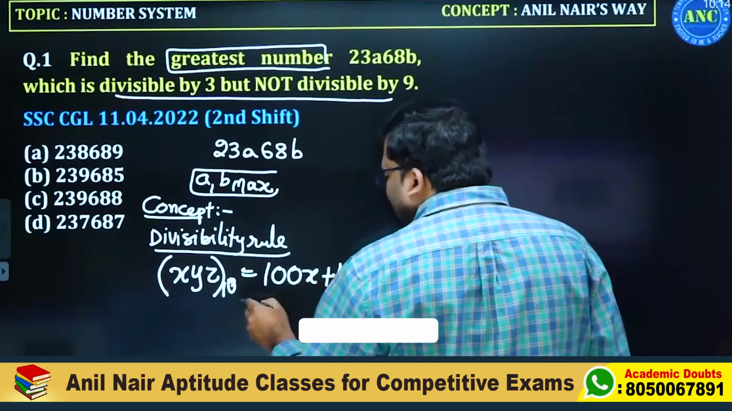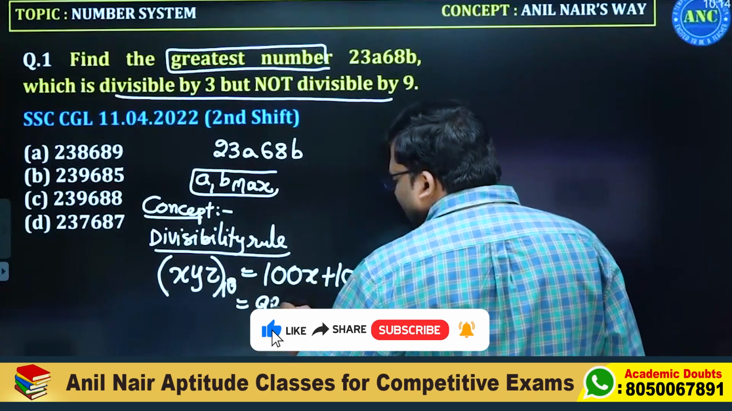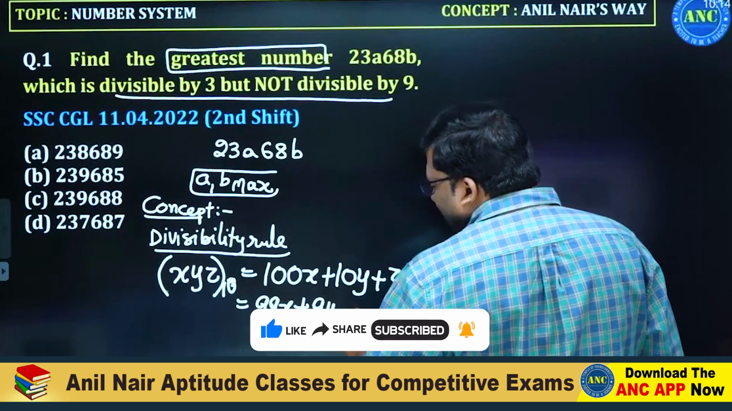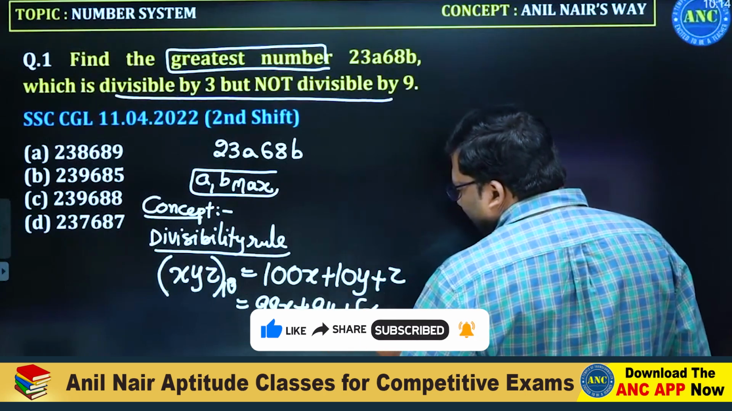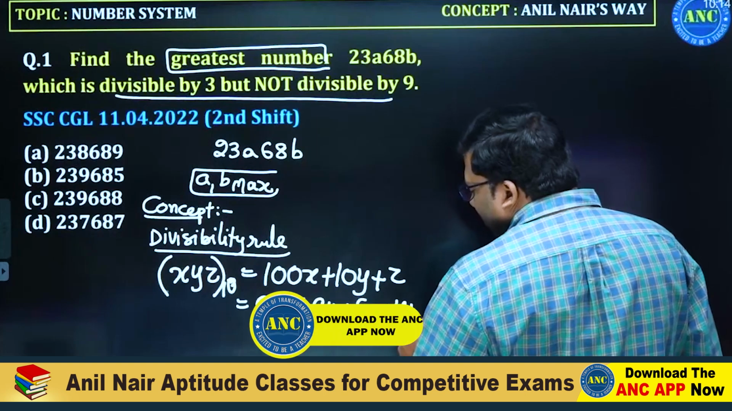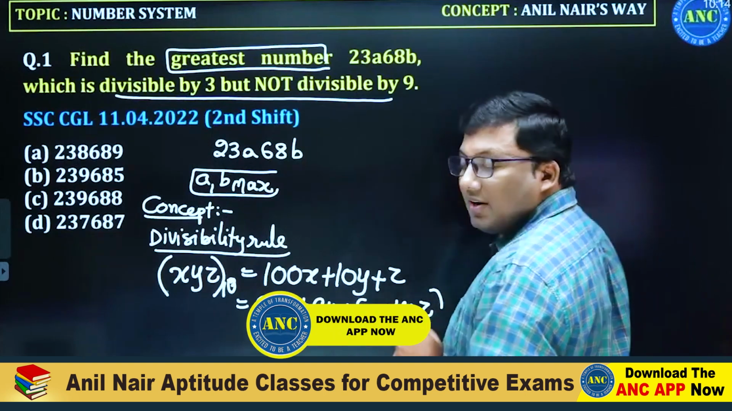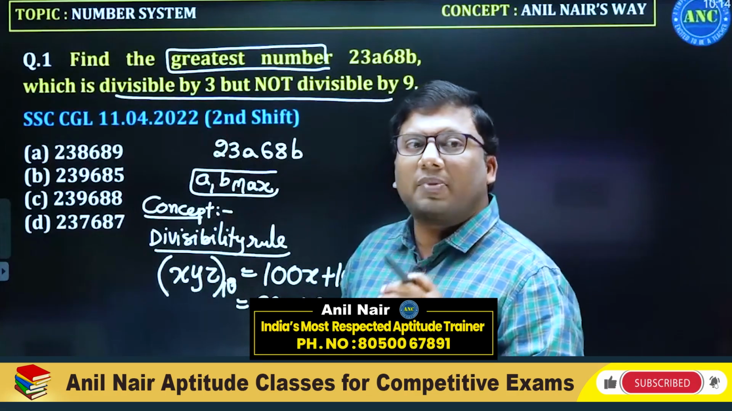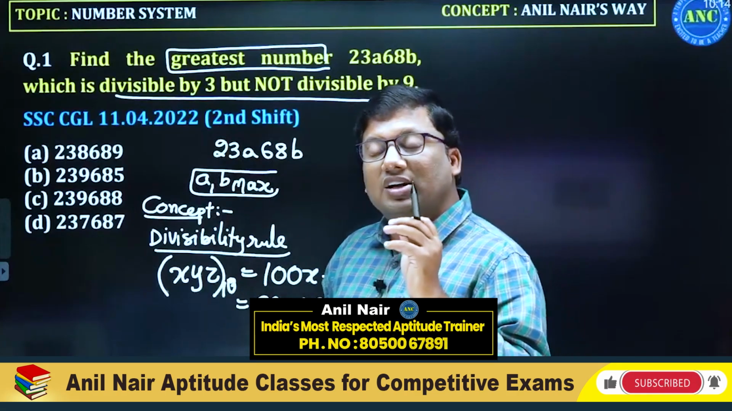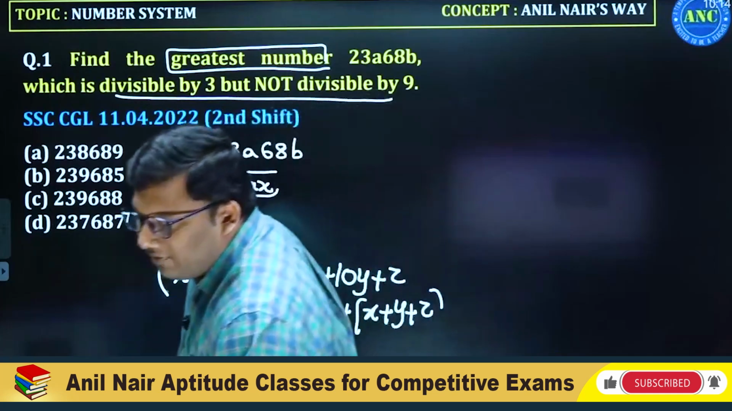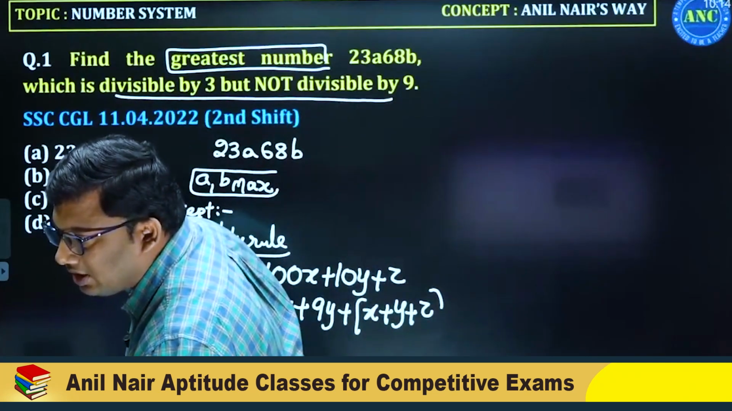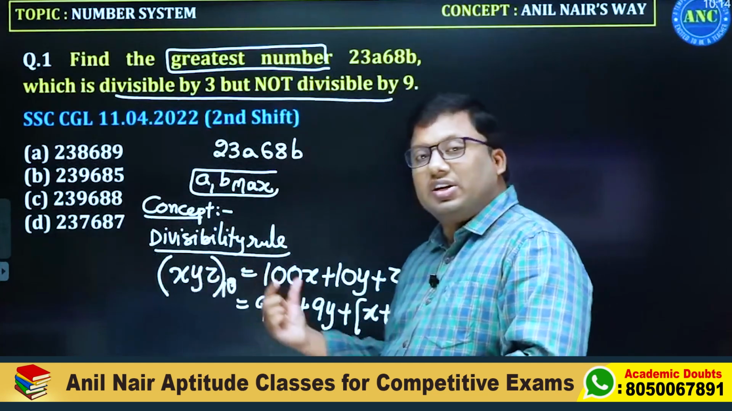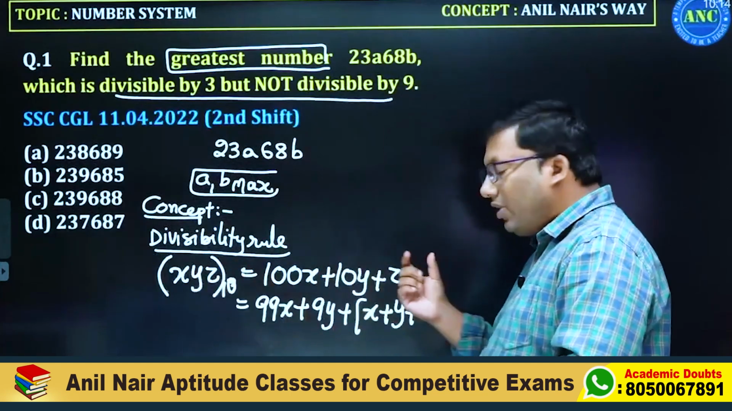100X can be written as 99X plus X, and 10Y can be written as 9Y plus Y, plus Z. So X plus Y plus Z. We are finding out what will be the divisibility rule of 3. Even a non-maths student will understand this concept very clearly, sir. Not a single doubt, you will get it in the class. So, any 3-digit number is 100X plus 10Y plus Z.